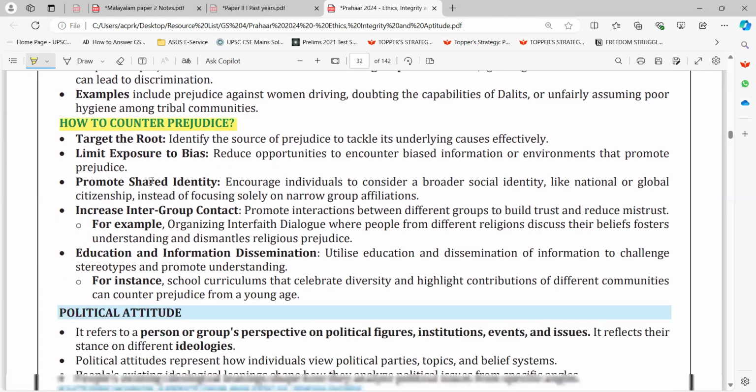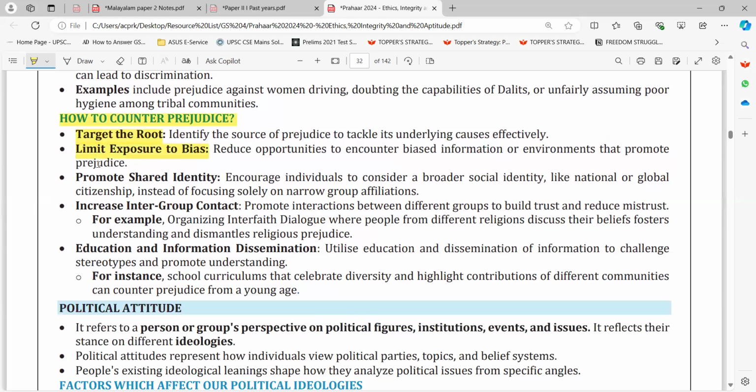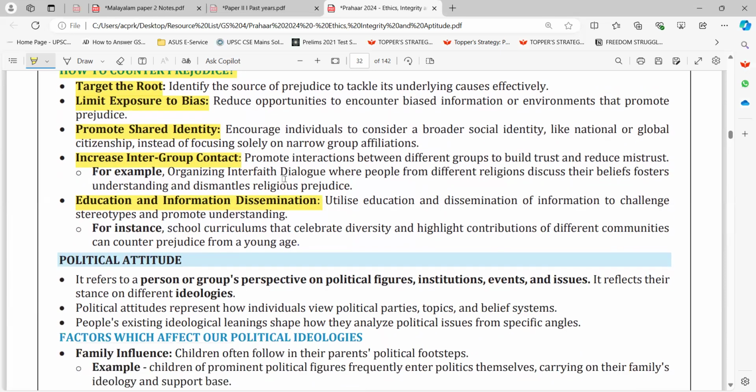How to counter prejudice? Target the root, limit exposure to bias, promote shared identity, increase intergroup contact, education and information dissemination. Target the root: identify the source of prejudice to tackle its underlying causes effectively. Limit exposure to bias: reduce opportunities to encounter biased information or environments that promote prejudice. Promote shared identity: encourage individuals to consider a broader social identity like national or global citizenship instead of focusing solely on narrow group affiliations.